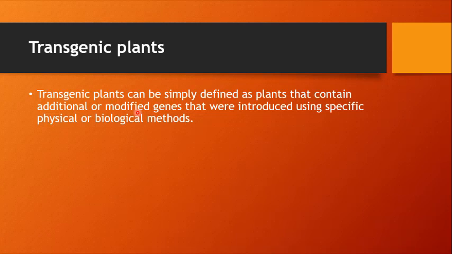For the most part, people, scientists or students say that transgenic plants are only those in which we are adding an additional gene. But if we are modifying a gene which is already present in those plants, for example a gene for drought resistance that is already present in that particular plant, and we modify it according to the conditions, according to the plant, according to the situation, the resulting plant will also be a transgenic plant. These genes were introduced using specific physical or biological methods.